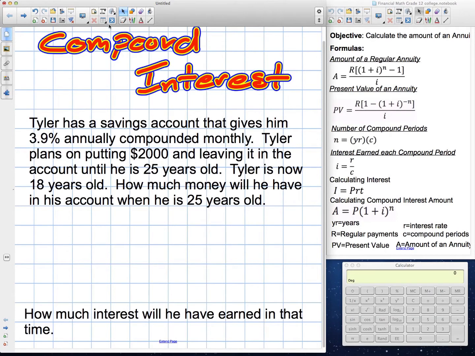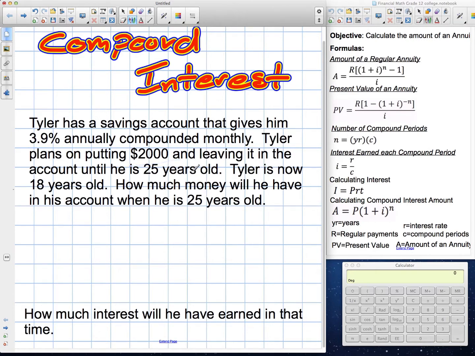Okay, we're going to go over compound interest today. We're going to use this example. Tyler has a savings account that gives him 3.9% annually, compounded monthly. Tyler plans on putting $2,000 and leaving it in the account until he's 25 years old. Tyler is now 18 years old. How much money will he have in his account when he is 25 years old?